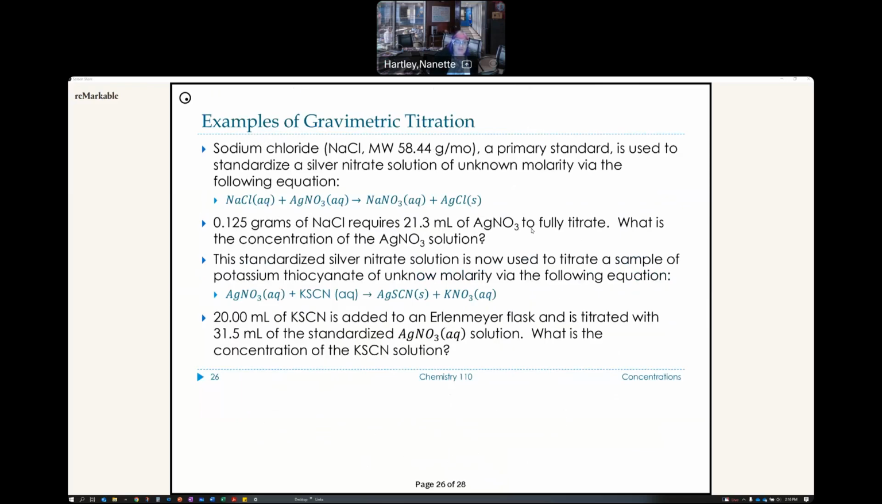Now, examples of argentometric titrations: sodium chloride, a primary standard, is used to standardize the silver nitrate solution of unknown molarity via the following equation. 0.125 grams of NaCl requires 21.3 milliliters of AgNO3 to fully titrate. What is the concentration of the AgNO3 solution?